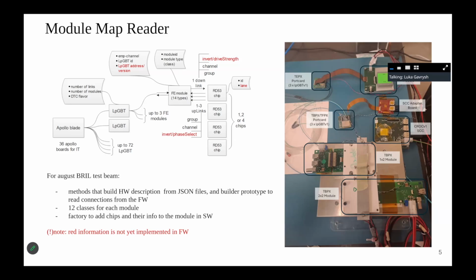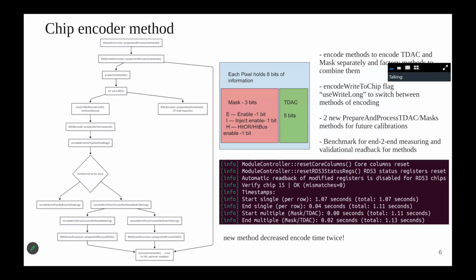They have a lot of functions such as invert, phase select, channel group, and all the information about each chip that is connected to a module. And these methods were used on the Brill test beam this August. Also, during this issue, I created 12 classes for each module, and the factory that adds all information about the chip to a module, and I use this factory to create a hardware description in the software. So my second task was a preparation for my ongoing task right now.